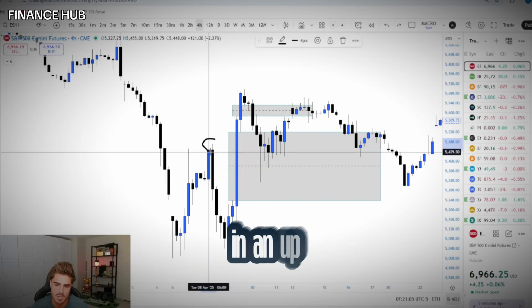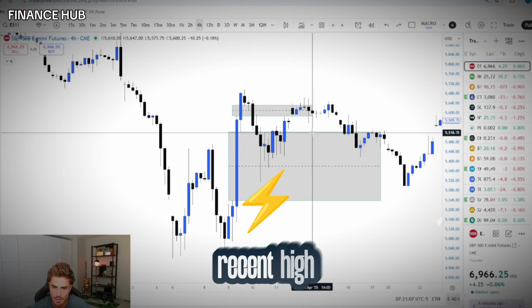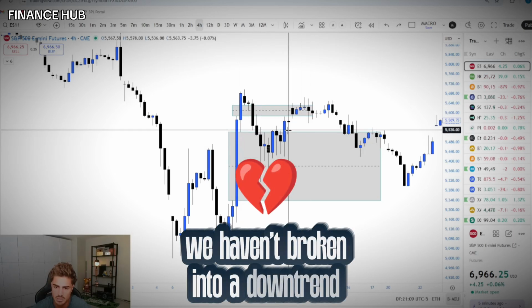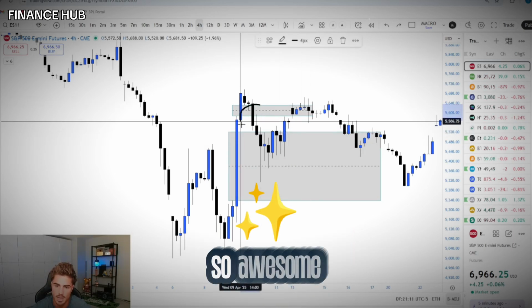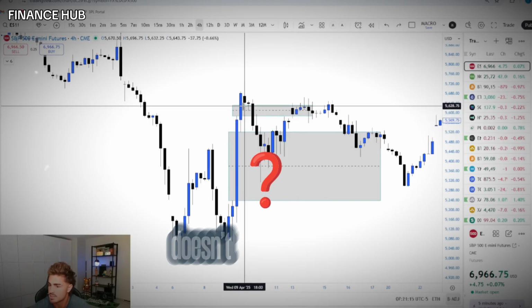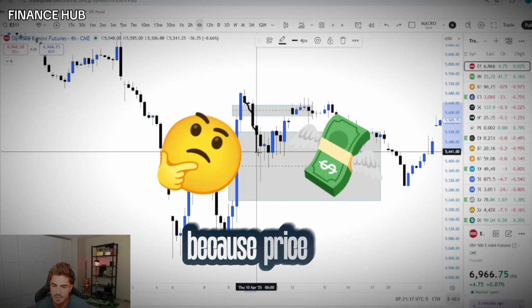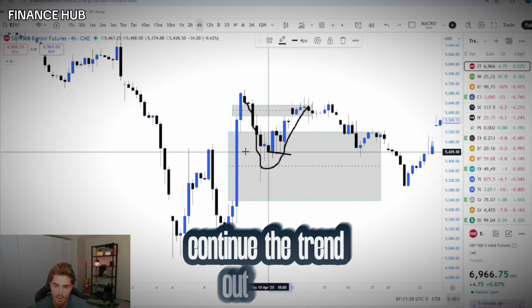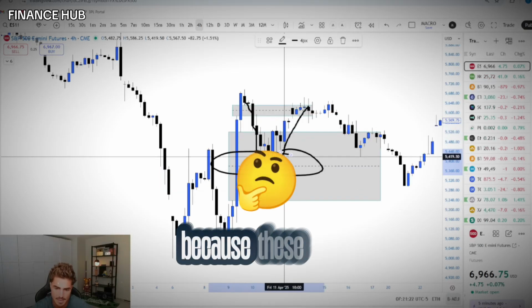How do we know that we're in an uptrend? Because we closed above the most recent high. We haven't broken into a downtrend just yet. So awesome. Us closing below this fair value gap right here doesn't mean anything. Why? Because price can very well continue the trend out of this gap, because these gaps are stacked up.